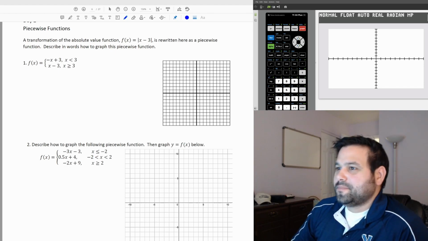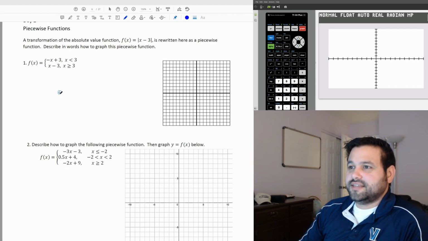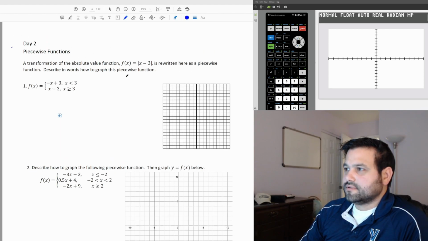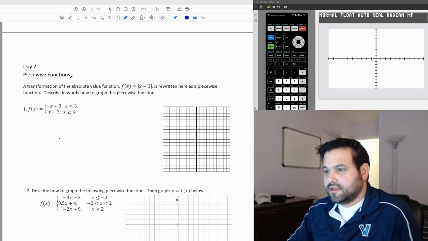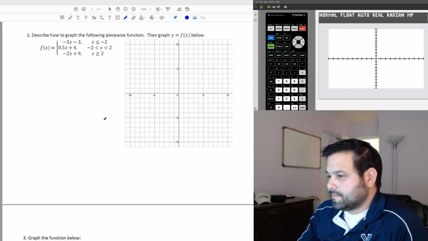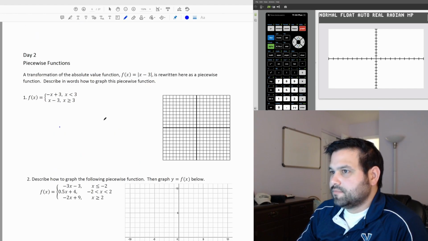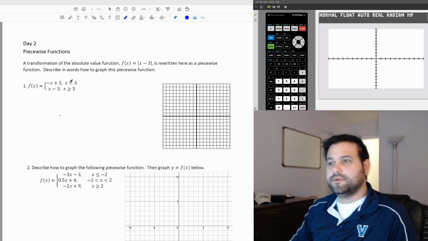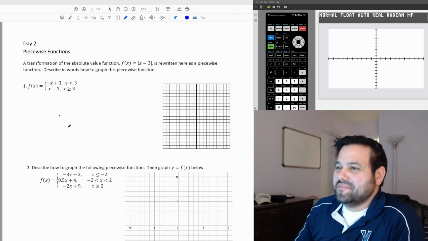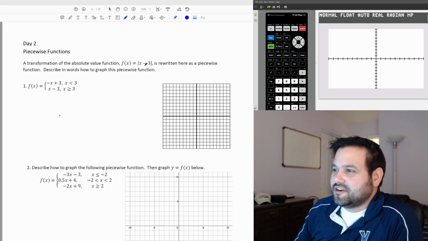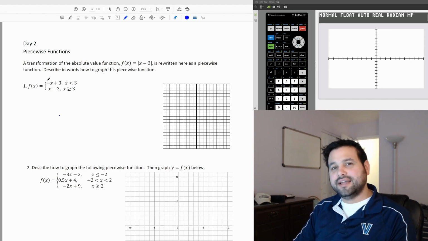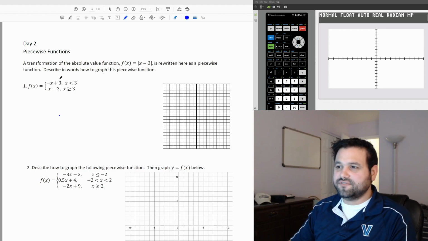All right, so let's talk about piecewise functions. We're on day 2 in the packet, which, whoops, we didn't put page numbers on for you, so find day 2. Transformation of the absolute value function is written here as a piecewise function, so we're going to deal with absolute value again to start this discussion of the piecewise functions.